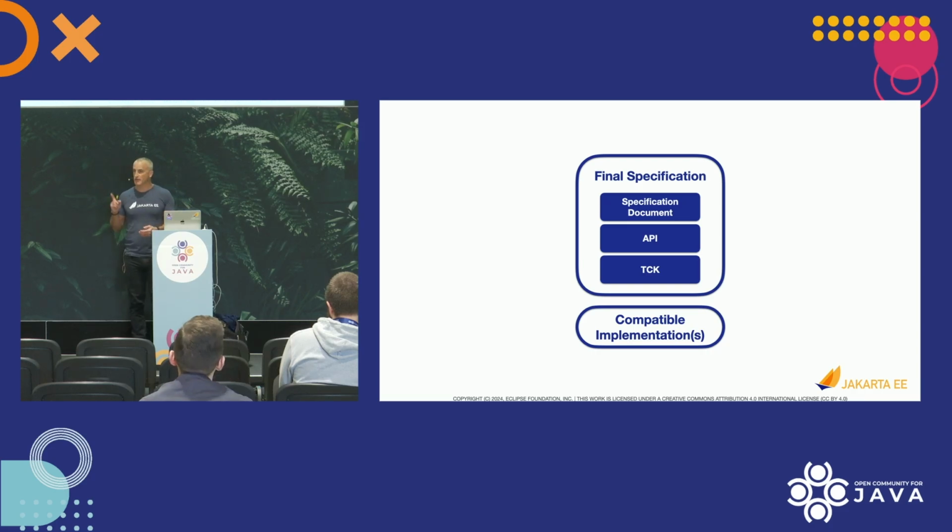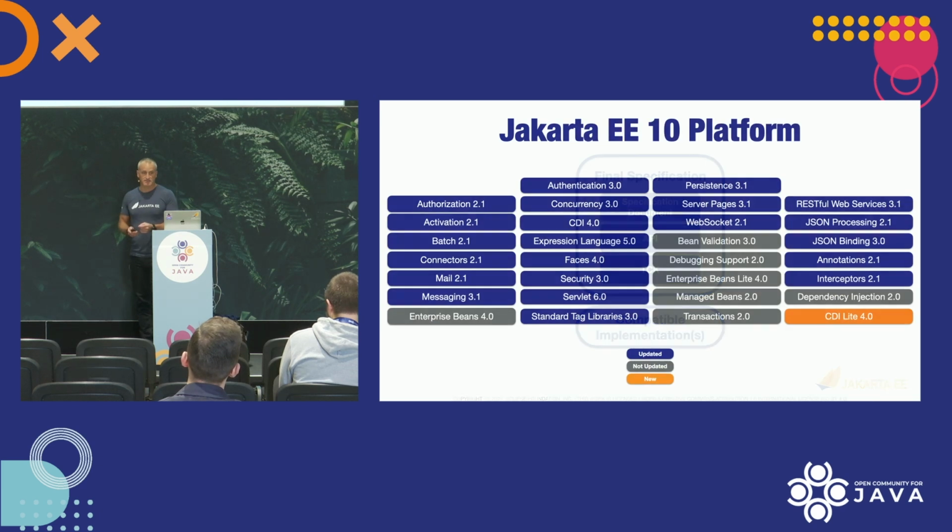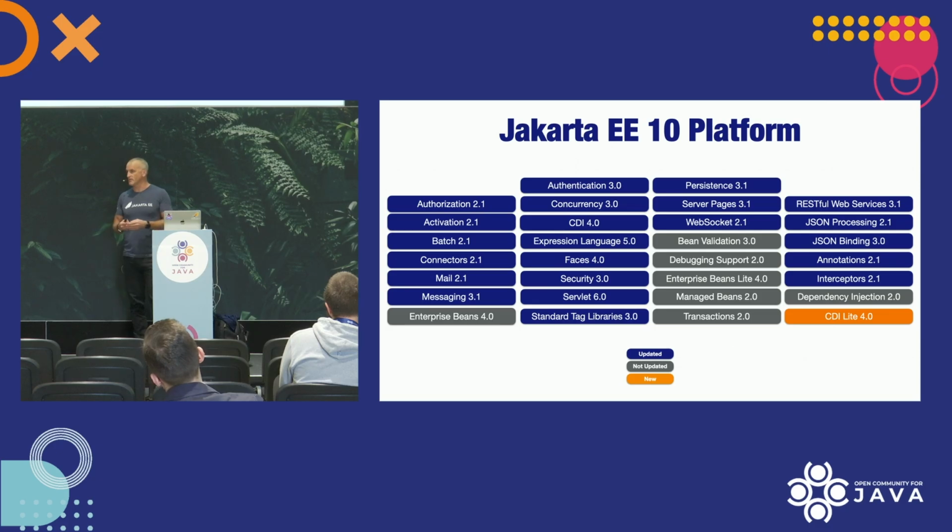And we need at least one open source compatible implementation in order to ratify a final specification. And there are lots of specifications in Jakarta EE 10. And all the blue ones here were updated between 9 and 10. So as you can see, more than half of the specifications were updated in some form or the other. Some of them weren't updated. That doesn't mean they're not relevant or anything. They will be updated maybe in the next release. So they're good as they were for 9.